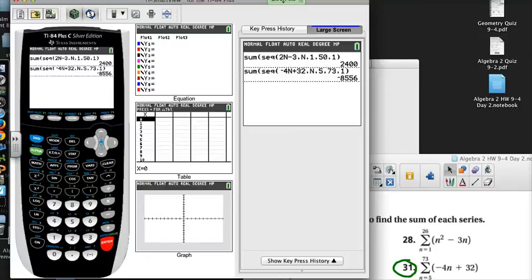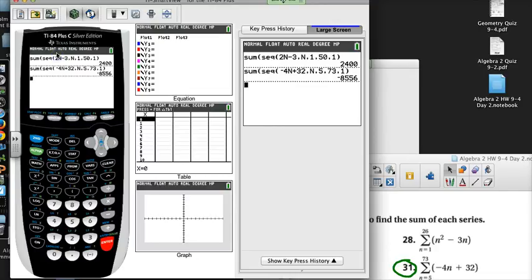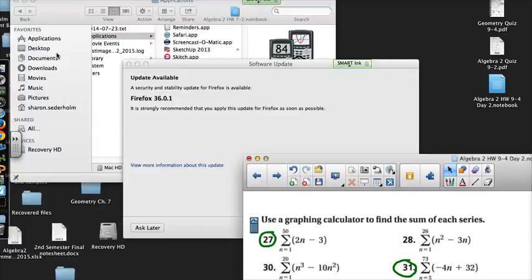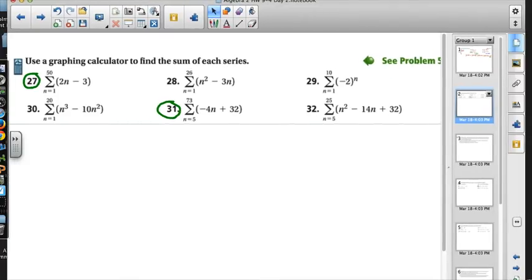So I think I'm going to shut the good old SmartView down because that seems to slow up everything else that I do. We had the answers to those.